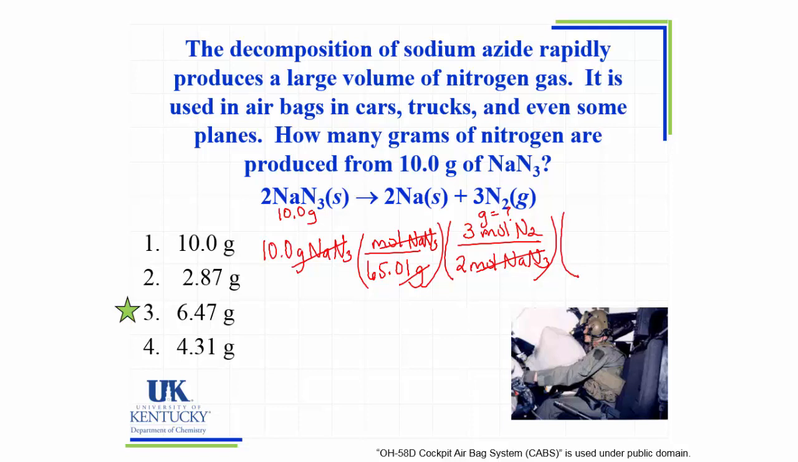Now we have moles of nitrogen, and we're going to use our molar mass of 28.02 grams per mole of nitrogen to find the grams of nitrogen. And so what we find is that we get 6.47 grams. Note that I had to convert to moles first before I could use my mole ratio. These numbers come from the balanced chemical equation.